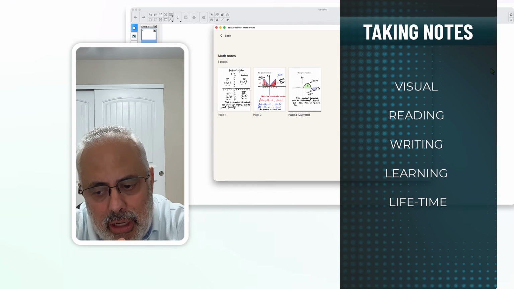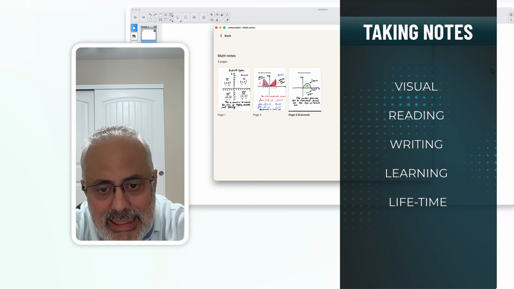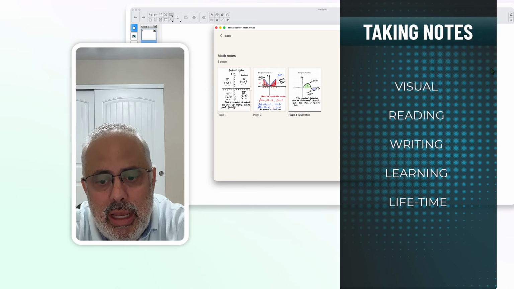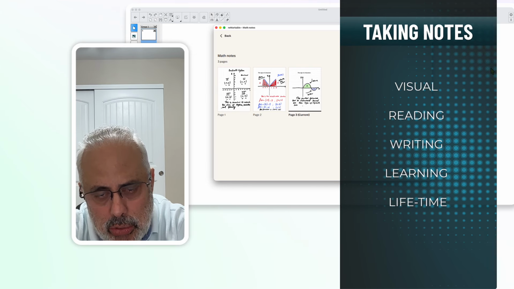And every course of mathematics should start with that preparation. How can we take notes and how can we promote a student's abilities to take notes?